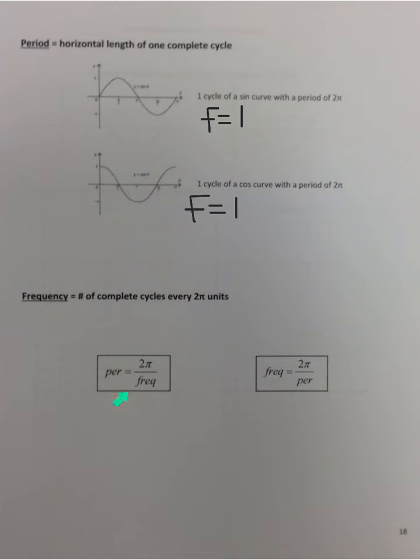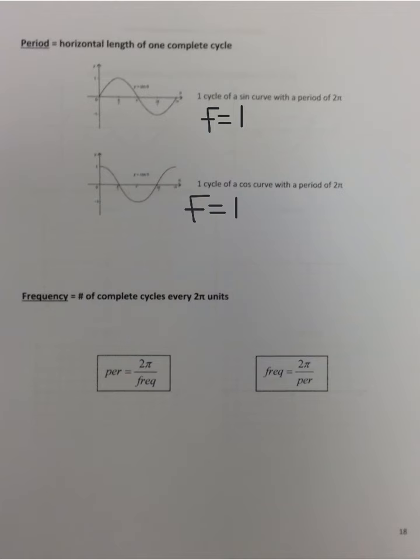Okay? All right, now we also use these rules. They're very important. Star them, highlight them, circle them, whatever. But they'll make more sense when we start going through some examples. But just notice that these two words are interchangeable. The period is 2 pi over the frequency, or the frequency is 2 pi over the period. Okay, so these can get flip-flopped right here.